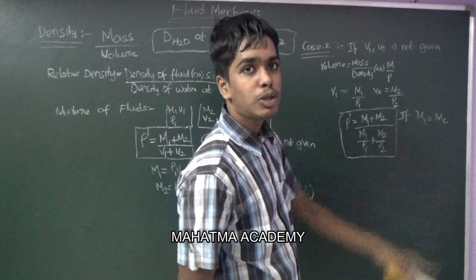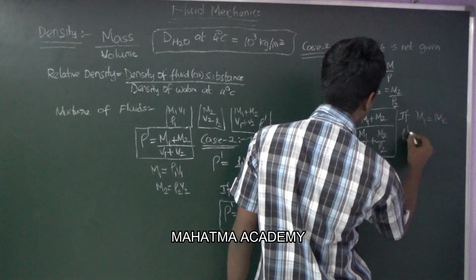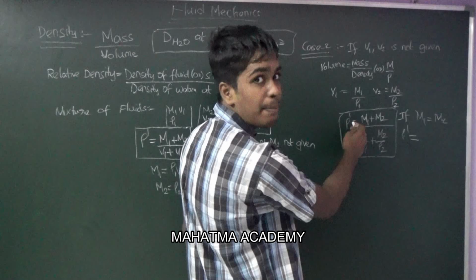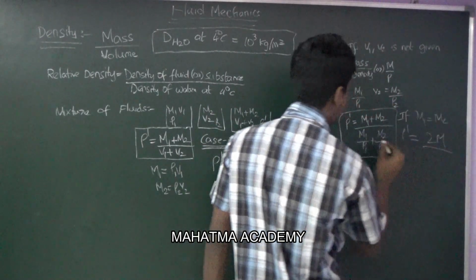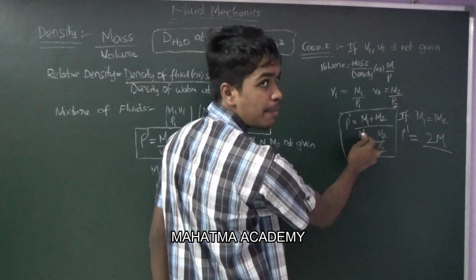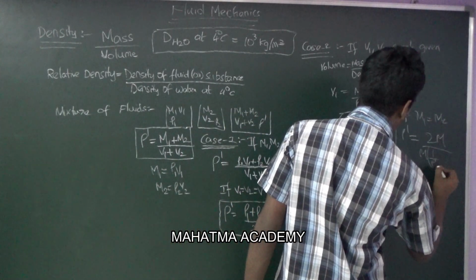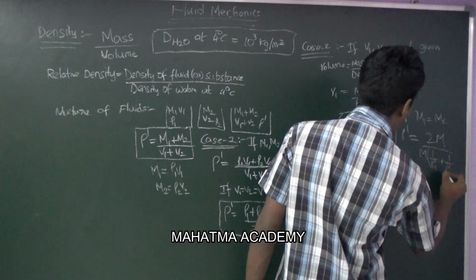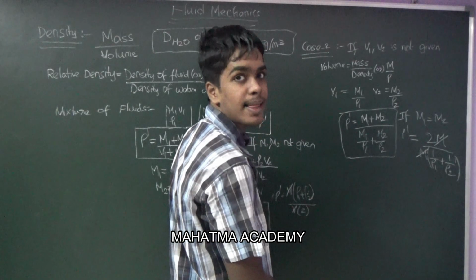m1 is equal to m2. Now rho dash is equal to m plus m, which gives rise to 2m, and if you place m and m here, m into 1 upon rho 1 plus 1 upon rho 2. Here m and m will become cancelled.